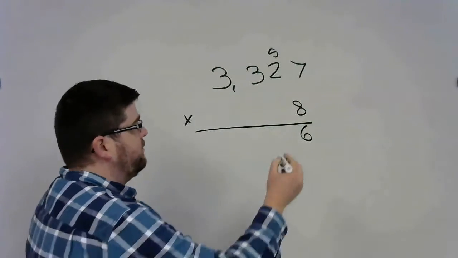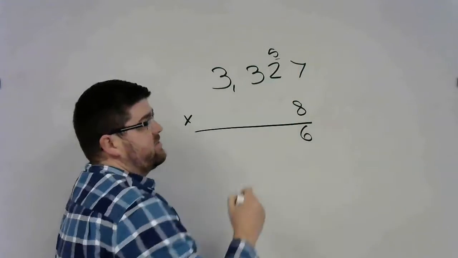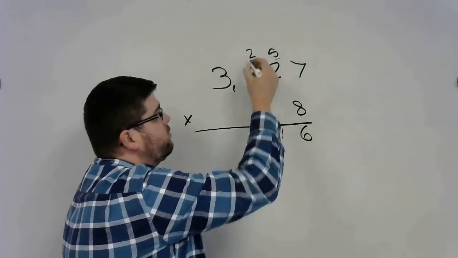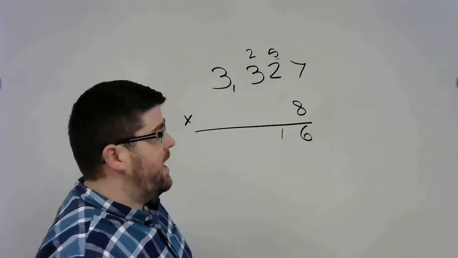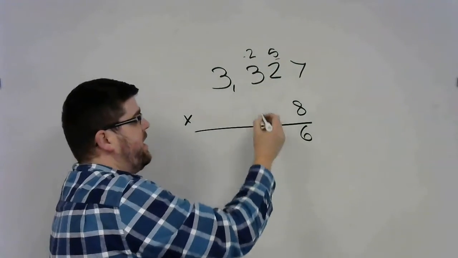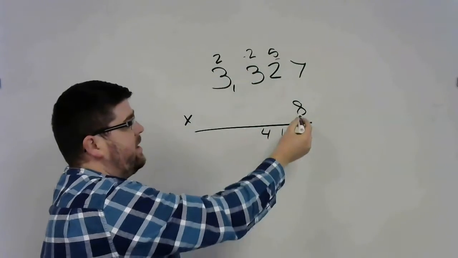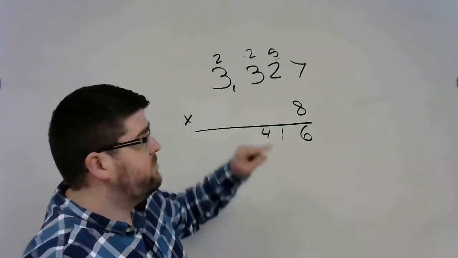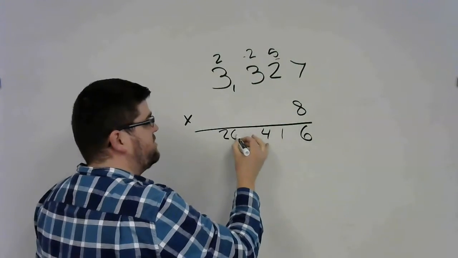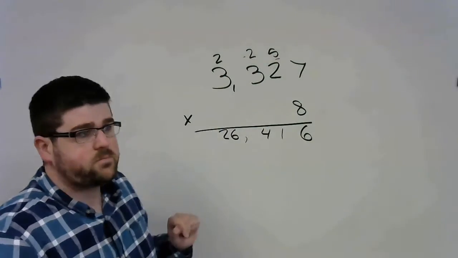Let me show you what that looks like. 8 times 2 is 16, plus 5, I add that attic, is 21. So 1, regroup the 2. Notice I add the attic. 8 times 3 is 24, plus 2, add that attic, is 26. Ones, tens, hundreds, and put my comma.